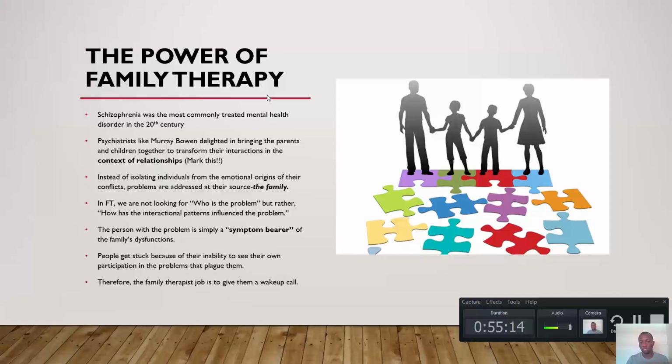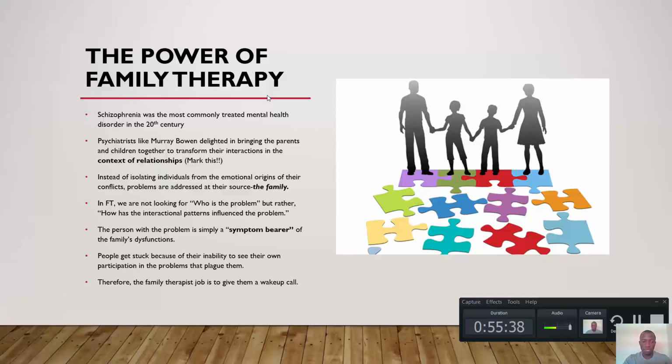Now, there's a contraindication there. For instance, in abusive homes, that has actually been a big criticism of family therapy, that sometimes victims of domestic violence are put in a difficult position where they are forced to see their role in their own abuse, and that can be hurtful. So we want to be mindful of that.